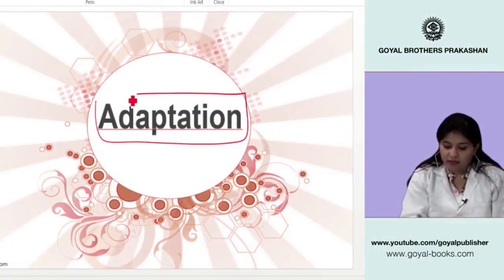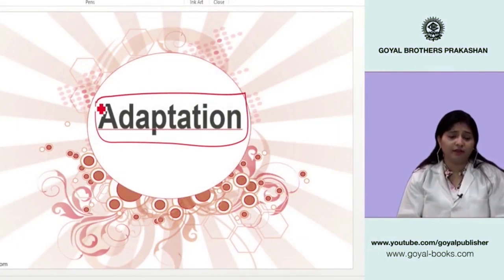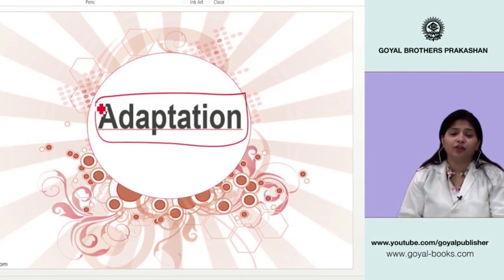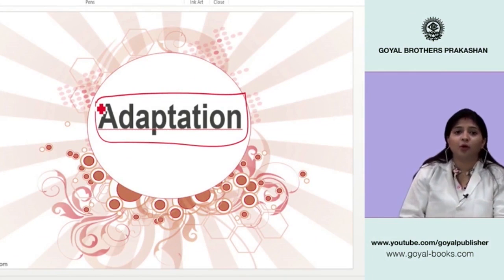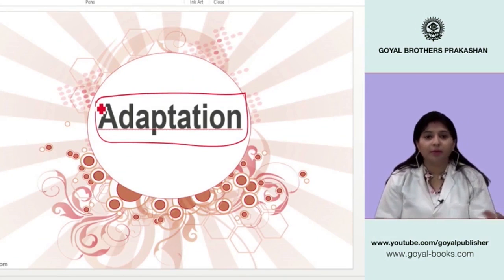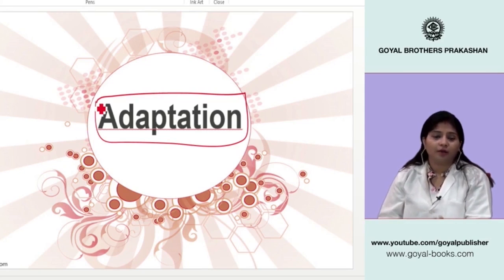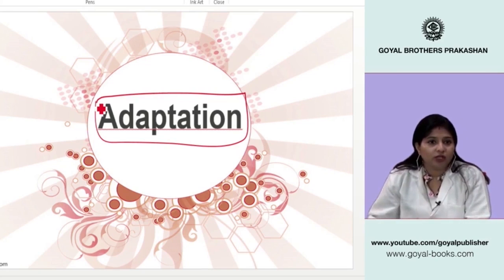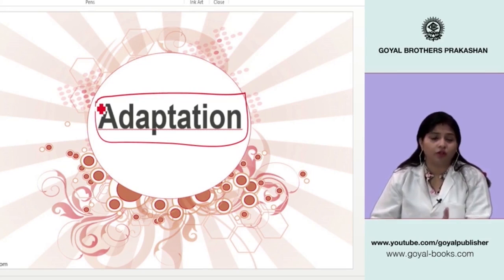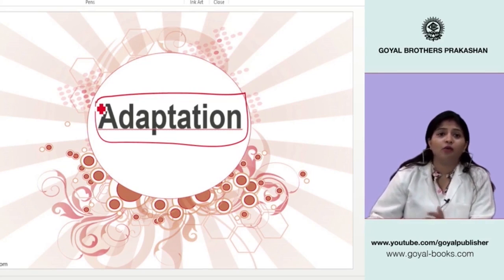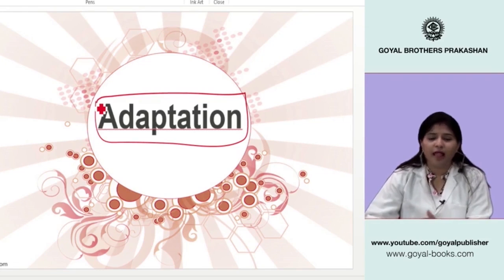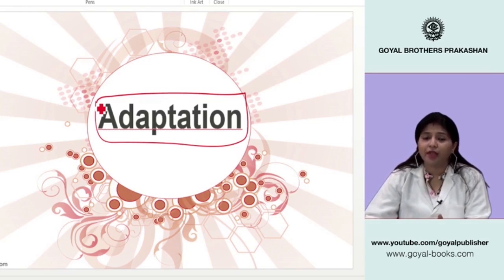So let's start with the term adaptation. What do we mean by adaptation? So we know that different organisms living in different areas have different kinds of external features. For example, if we talk about people living in India and the people living in Africa, they have different kinds of external features. The people in Africa comparatively have a darker complexion, and the hair features are also different. Apart from this, they are more stout and taller as compared to the Indians, and various other external features help us in distinguishing between the two races.